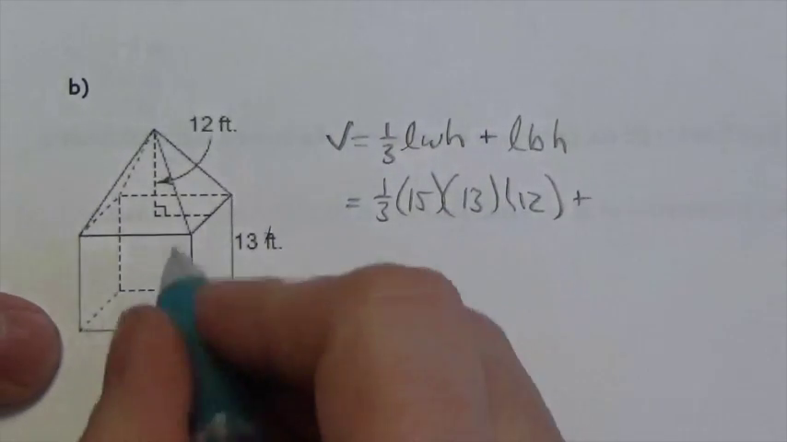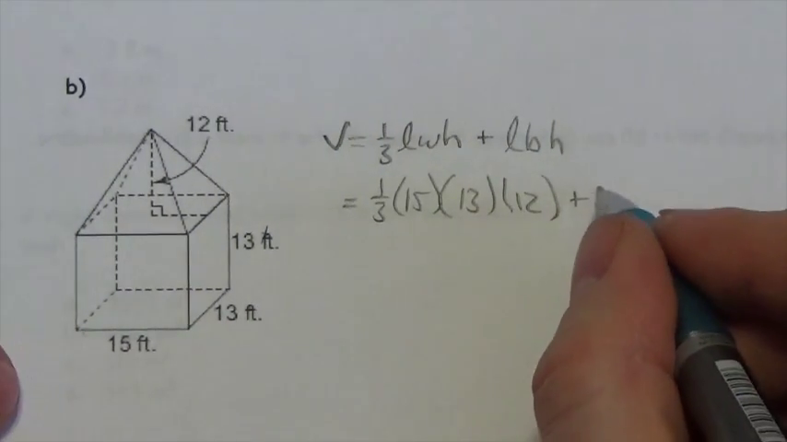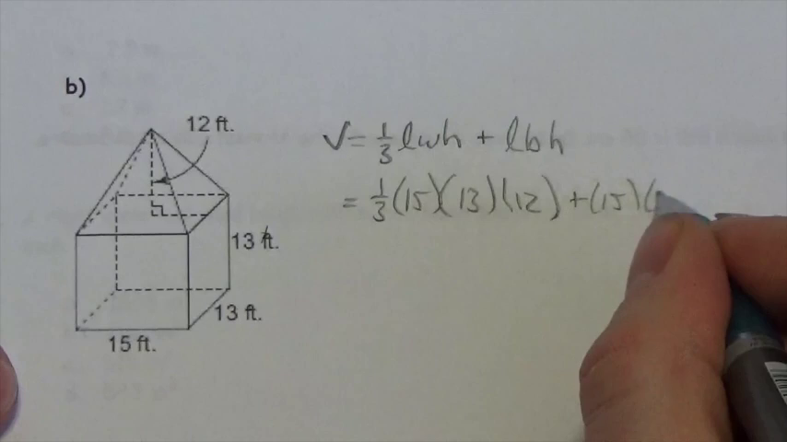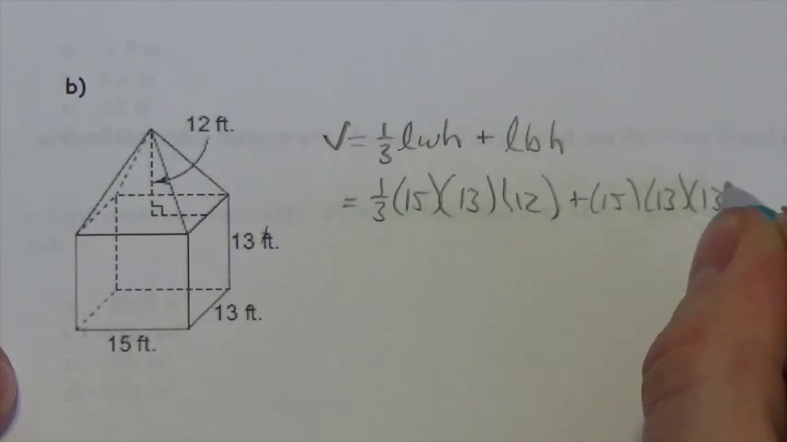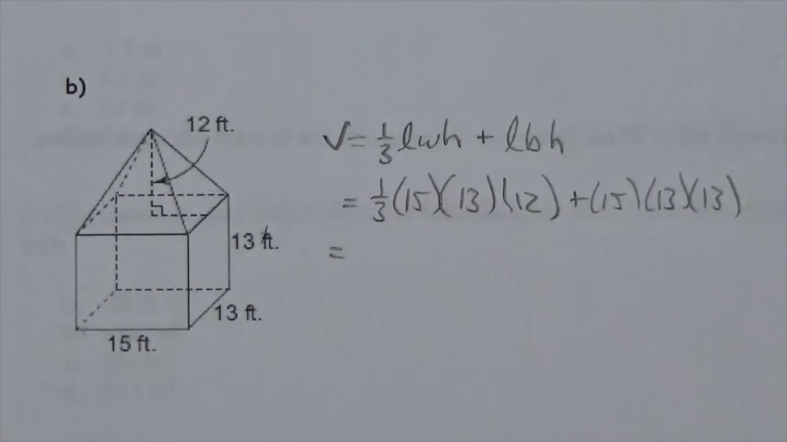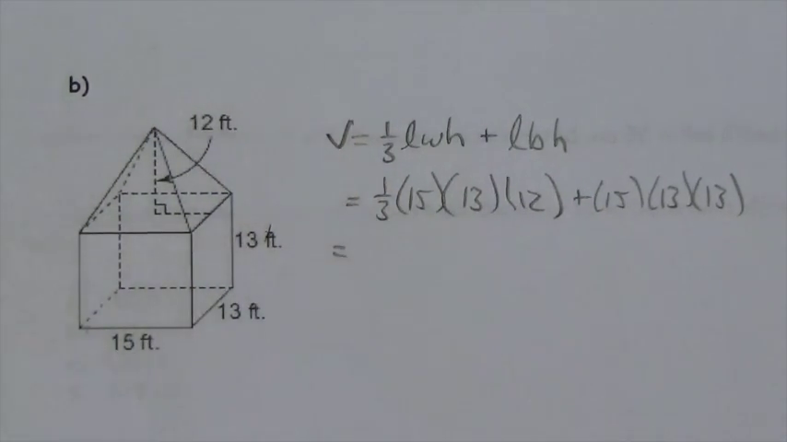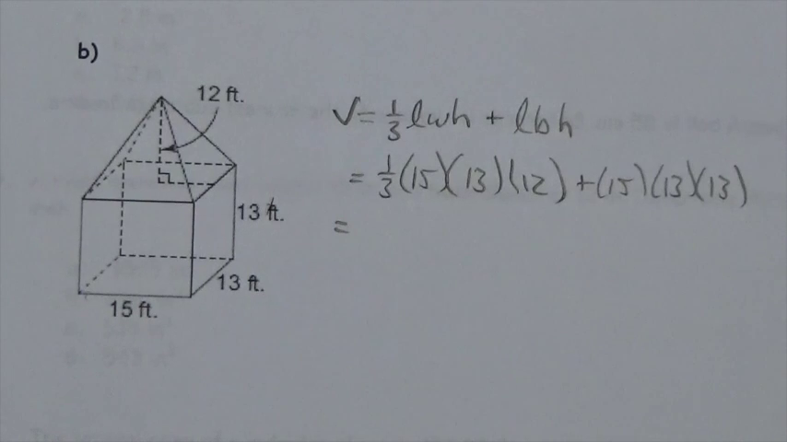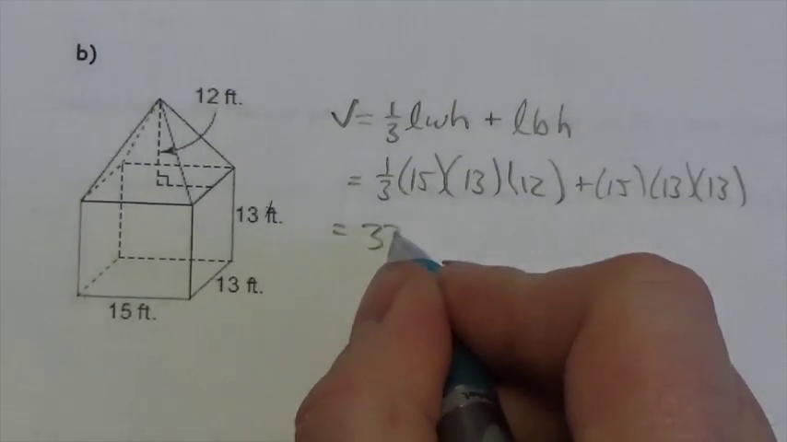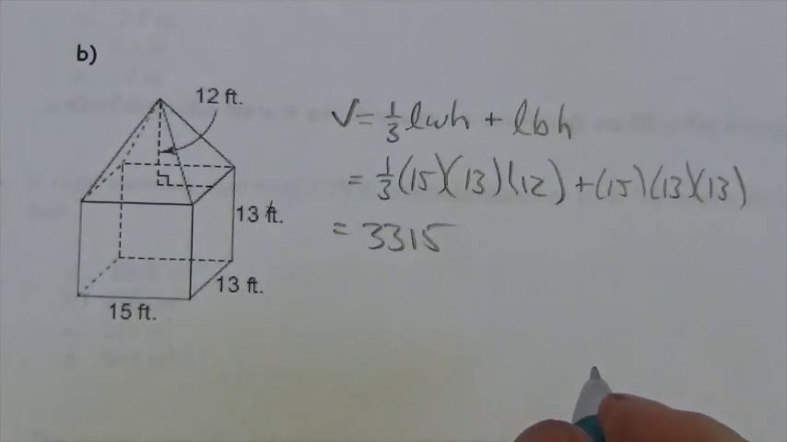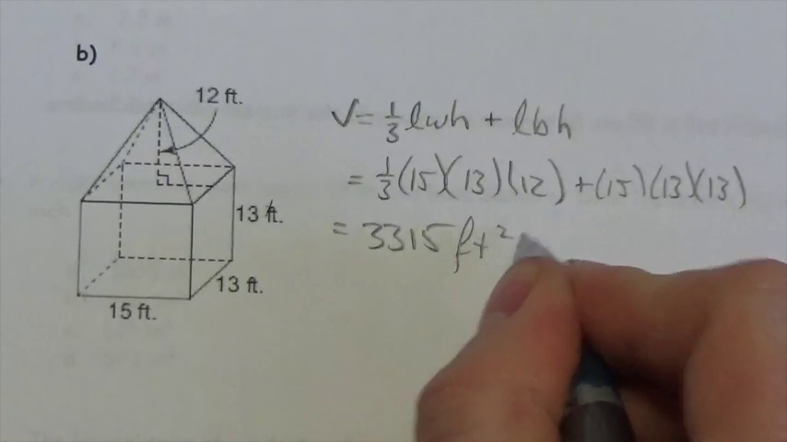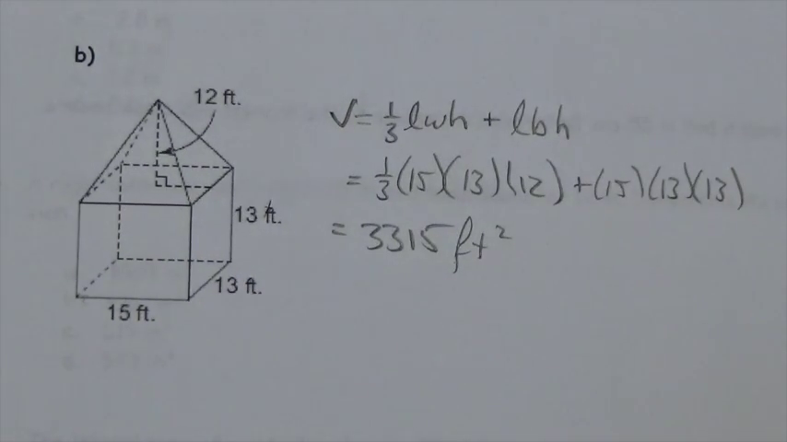And then the length of the prism down here will be 15, times the width of 13, times the depth of 13. And now putting that all together on the calculator, this is actually quite straightforward. 1/3 of 15 is going to be 5, so times 13 times 12, plus 15 times 13 times 13. We get a nice number, 3,315 feet squared. Good. Now, let's take a look at the surface area.